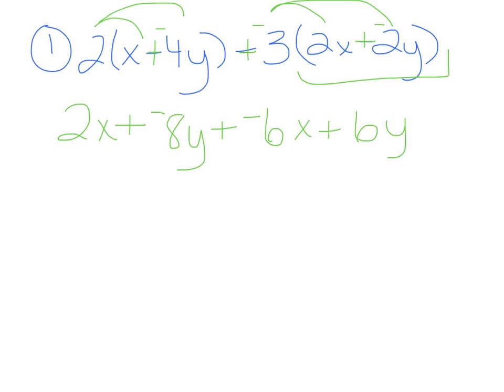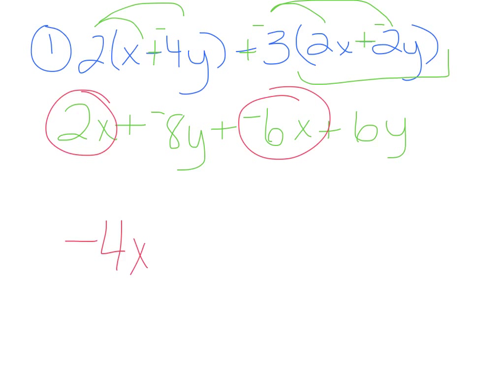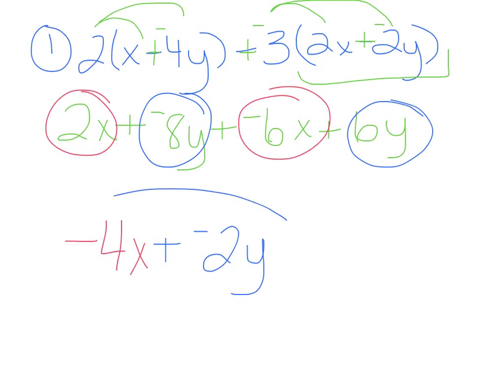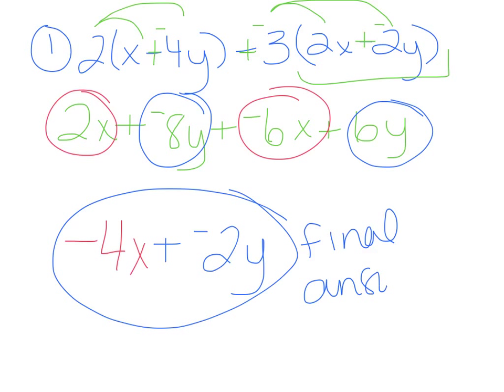Alright, now I combine my like terms. So my x's are like terms, remember. So 2 plus negative 6 is negative 4x. And then we also have like terms of negative 8y and 6y. So plus negative 2y. And there would be your answer. Okay, after you distribute and then combine your like terms.